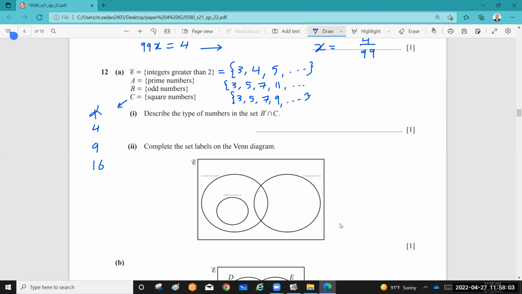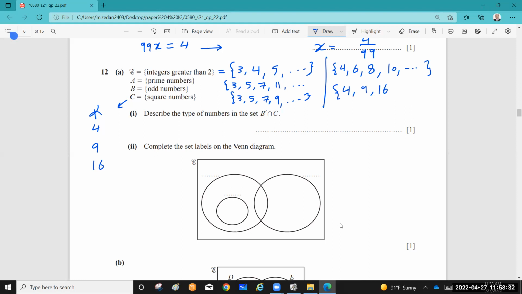We can check this one. Look at this one. B is the odd numbers, more than 2. So B prime is the even numbers: 4, 6, 8, all even numbers, and 10, and so on. With the set C, this is the first set, these even numbers. The set C is square numbers, as 4, 9, 16, and so on.